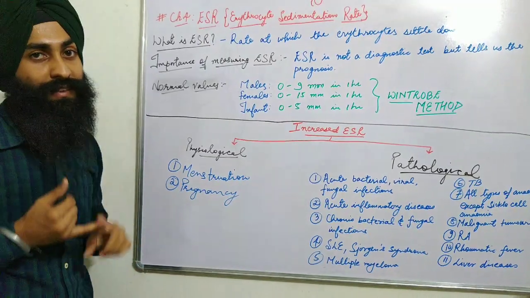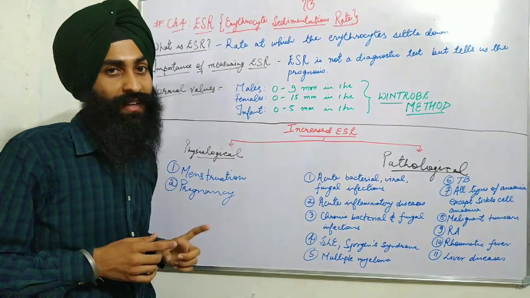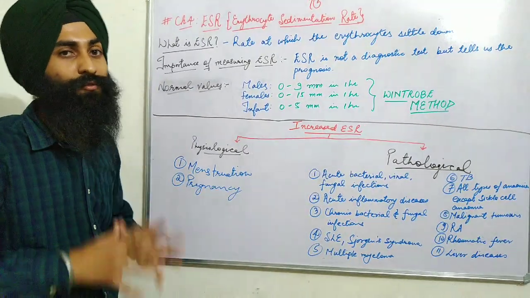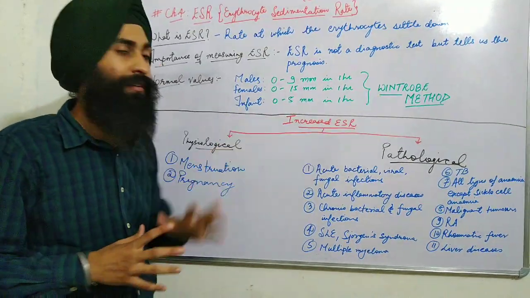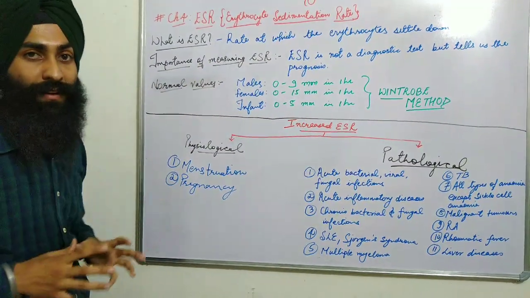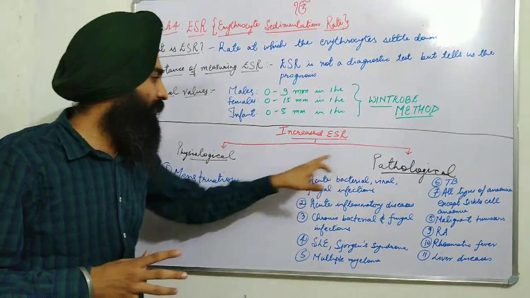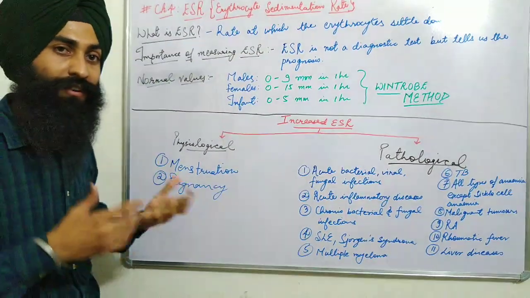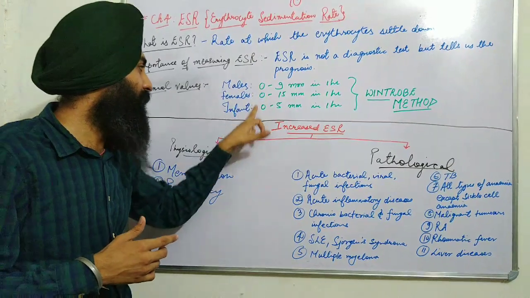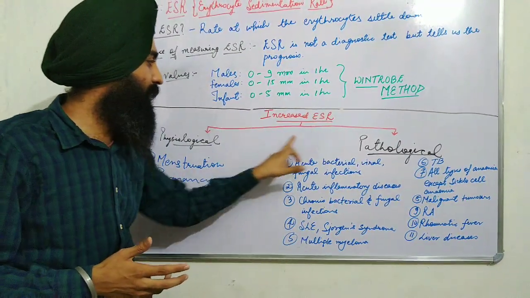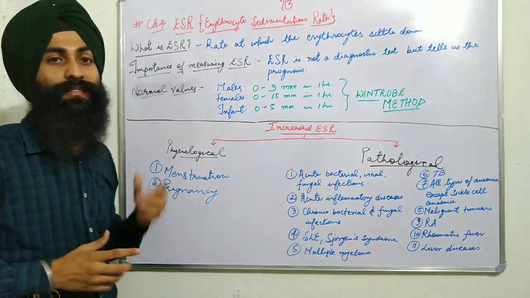We can measure ESR by two methods. One is Westergren method and second one is Wintrob's method. The most commonly used method is Wintrob method. So we are seeing the values by Wintrob's method. Now, what are the conditions in which ESR increases? ESR can be increased or decreased, but we have already seen the values start from 0. So we are to see what are the conditions in which ESR is increased.